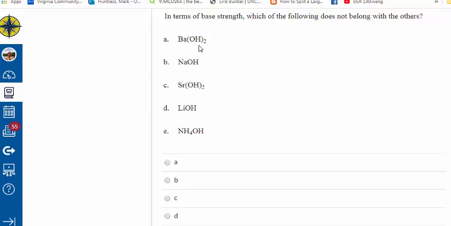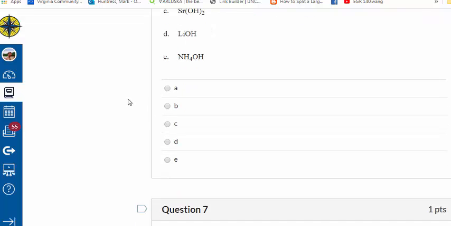These all look strong, right? Metal hydroxides, generally strong bases, but we can recognize this as basically ammonia, which is a weak base.